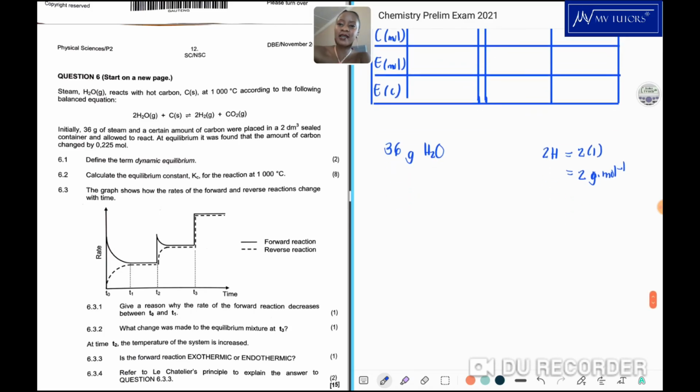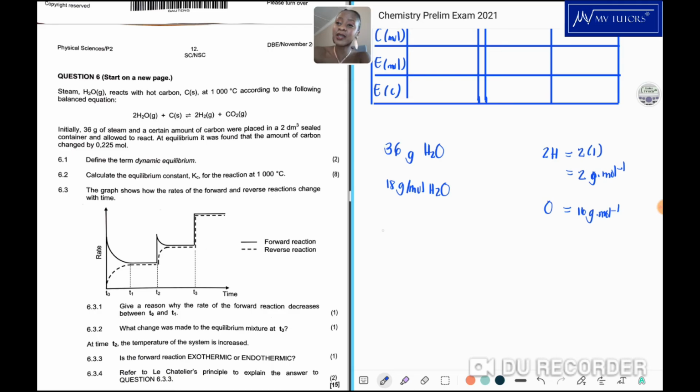And then for oxygen, we have 16 grams per mole. You can check that on the periodic table. Yes, it is. So in total, we have 18 grams per mole of the steam. Okay, so I would like to have the number of moles for steam.